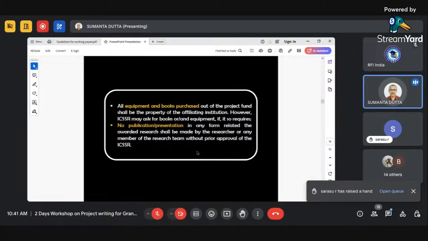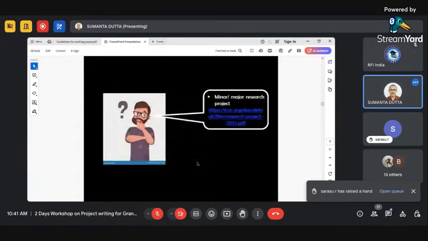No one is allowed to do so without any kind of written permission received from ICSSL. This is very, very important. Okay, so you don't have to do any sort of publication and presentation, particularly for a special project issued by ICSSL or for a short-term empirical research project funded by ICSSL.